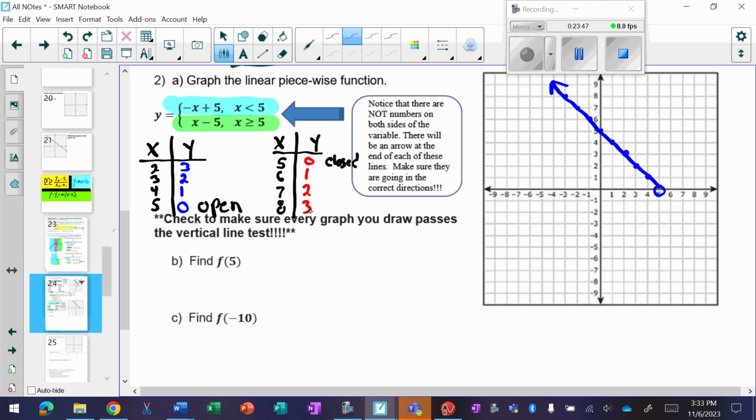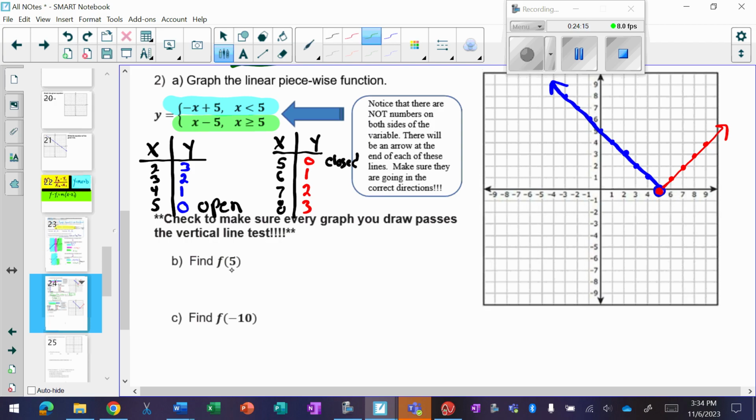Now notice that our open circle is now going to get filled in with our closed red circle. That's totally okay. It still makes it a function. And then 6, 1, 7, 2, 8, 3. Following the pattern, it would be going up to the right. There is our piecewise function. And it passes the vertical line test because the blue circle was open. Then we filled it with the red circle that passes the vertical line test.